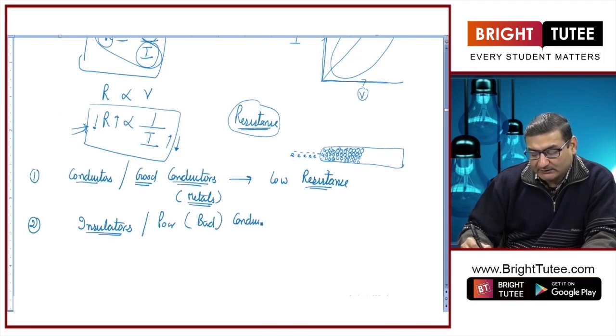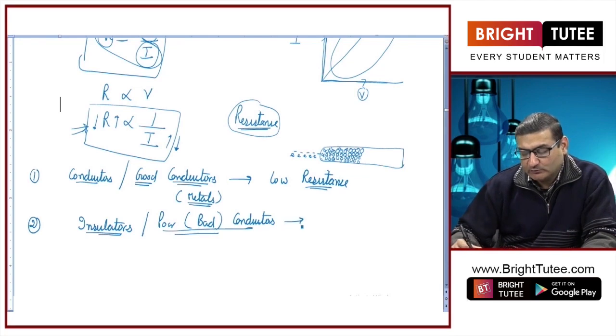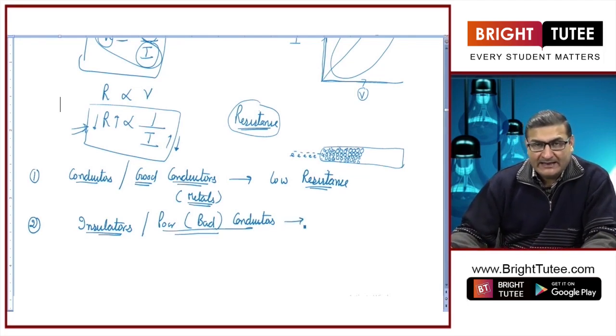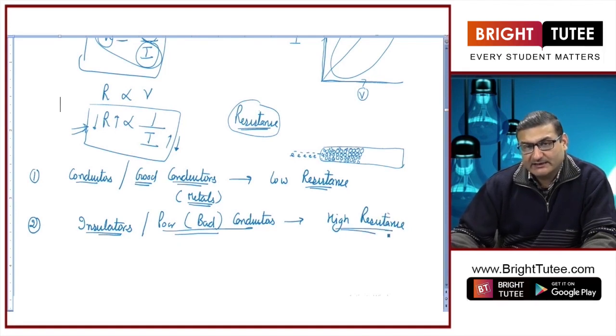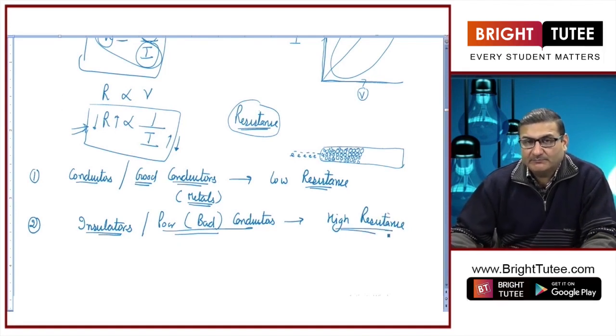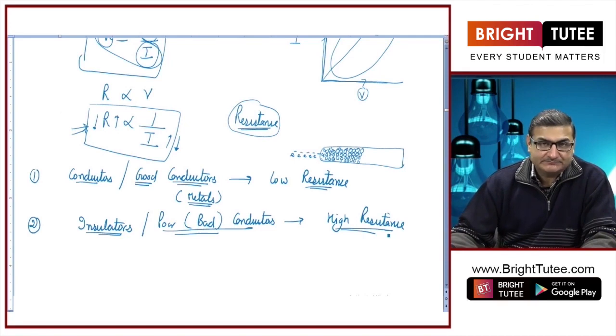They are bad conductors or poor conductors of electricity. Why are they poor conductors of electricity? Because they do not allow the current to pass through them, and because they are not allowing, they have a very high resistance, because of which the electrons are not allowed or permitted to pass through them, right?